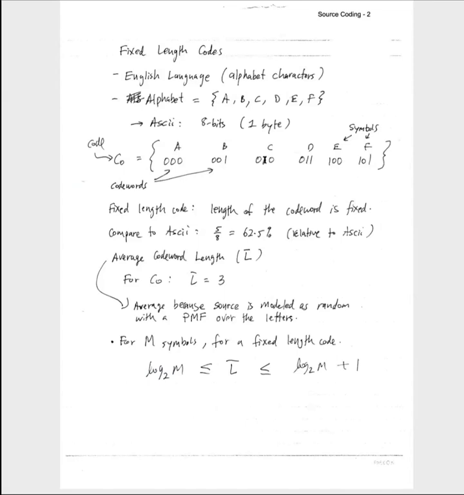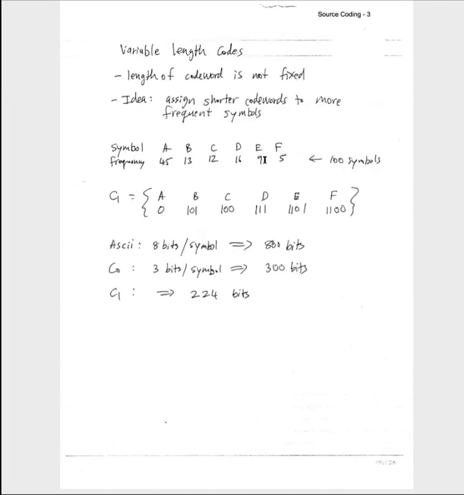The counter to that is something called variable length codes. Now, the length of a code word in a variable length code is not fixed. That's why it's called variable length. And the idea, and we discussed this idea when we first started our class, remember, I went through the entire set of topics and we talked about the idea of variable length codes. And the idea there is to assign shorter code words to more frequent symbols.